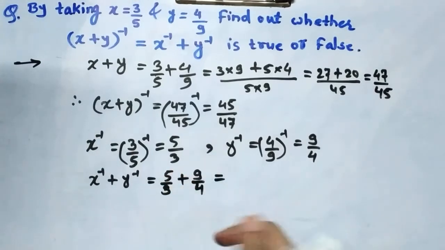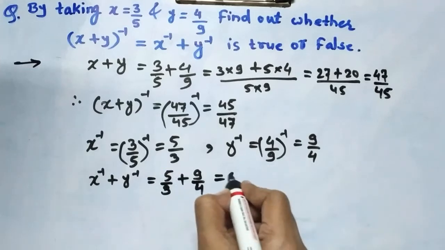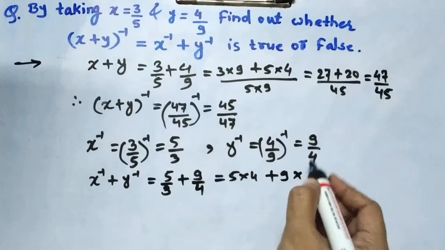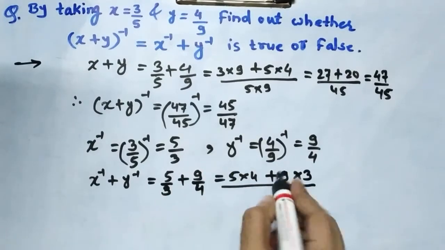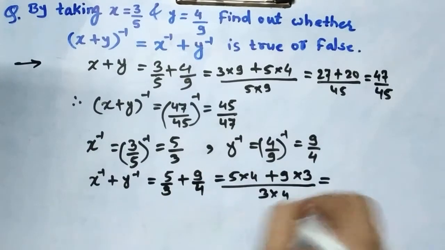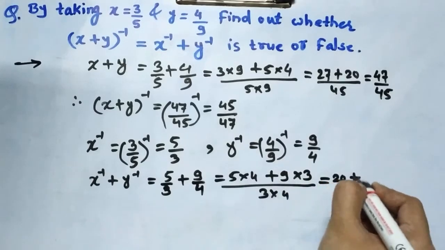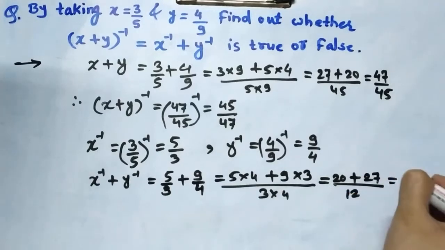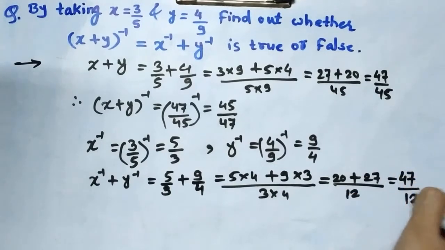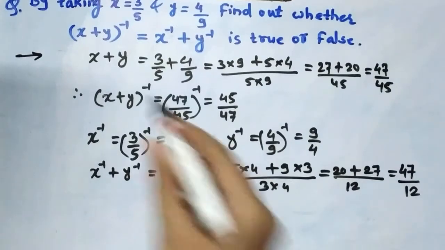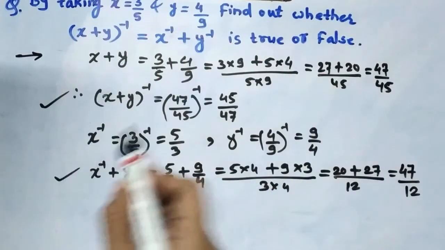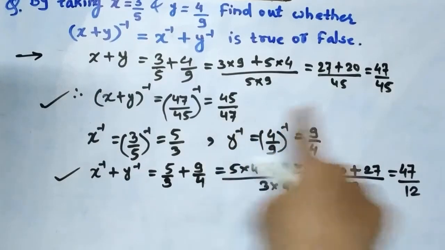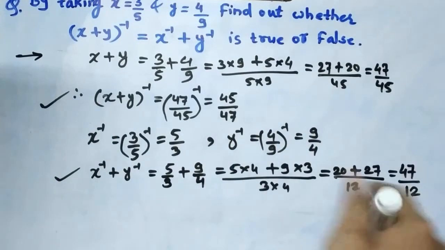So friends, again we'll perform the cross multiplication. Here 5 into 4, plus 9 into 3, divided by 3 into 4. So 5 fours are 20, plus 27, divided by 12. So here we get 47 upon 12. Friends, this side is our LHS and this side is our RHS. If we see, 45 upon 47 is not equal to 47 upon 12.